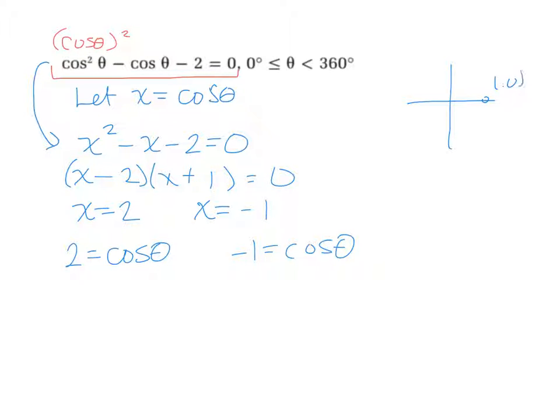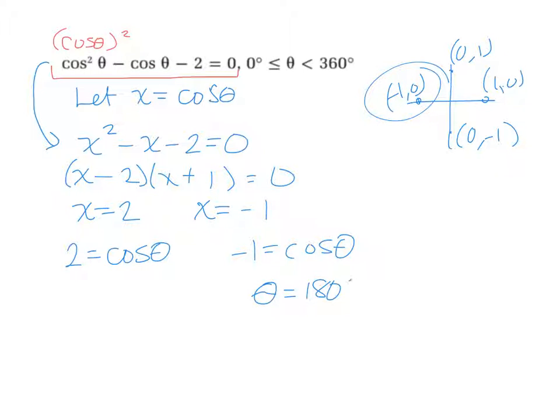So 1, 0, 0, 1, -1, 0, 0, -1. Which of those points are we looking at for cosine equal to -1? That's right here, right? Cosine is the x value. So it's at, we're talking in terms of degrees. How many degrees is that? 180. So for this one, I can say theta equals 180 degrees.